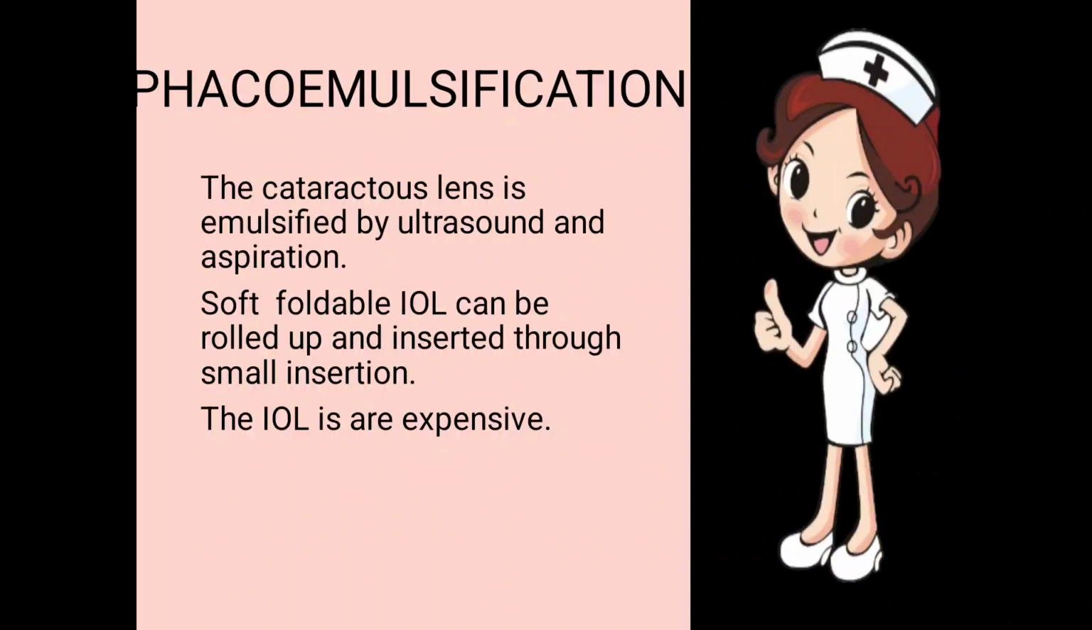So by the phaco method, the cataractous lens is removed from the eye and we insert a new, artificial lens inside the eye. The cataractous lens is emulsified by ultrasound and aspiration. The natural lens which is already present inside the eye and has become cloudy gets broken down by introducing a probe inside the eye. Then after breaking it, it gets sucked out and all the material is removed from the eye, and then a soft foldable lens can be rolled up and inserted through a small incision.